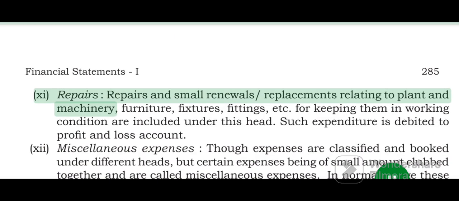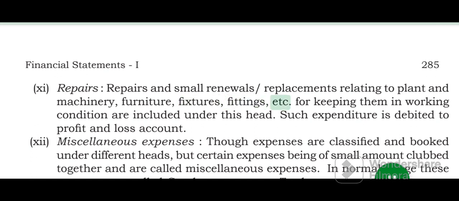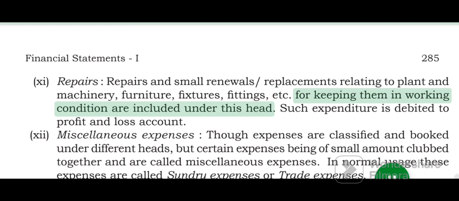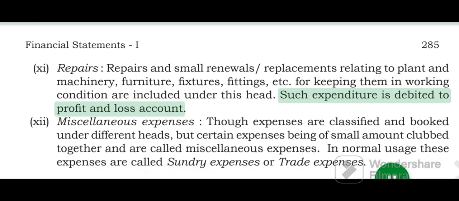Repairs. Repairs and small renewals, replacements relating to plant and machinery, furniture, fixtures, fittings, etc. for keeping them in working condition are included under this head. Such expenditure is debited to profit and loss account.